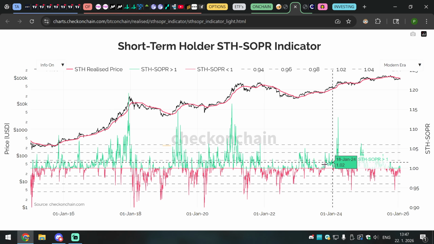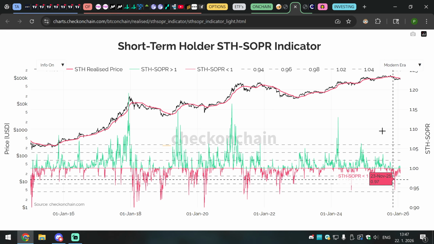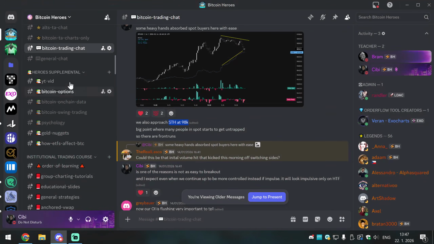You see how bull markets were looking. We were mostly in green. People were rewarded for holding Bitcoin, not for selling it at the first opportunity they get. So STH, this was another preparation for the area.